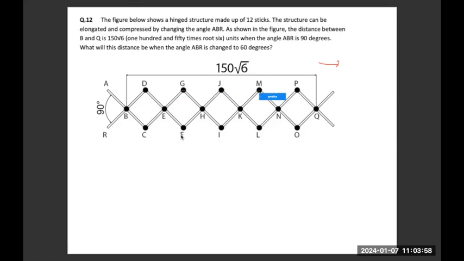The distance between B and Q is given as 150 root 6. This is when this angle is 90 degrees. When this angle becomes 60 degrees, what will be the total distance? What will this distance be? The total distance between BQ will be how much if this angle changes from 90 to 60 degrees? So you can solve it.